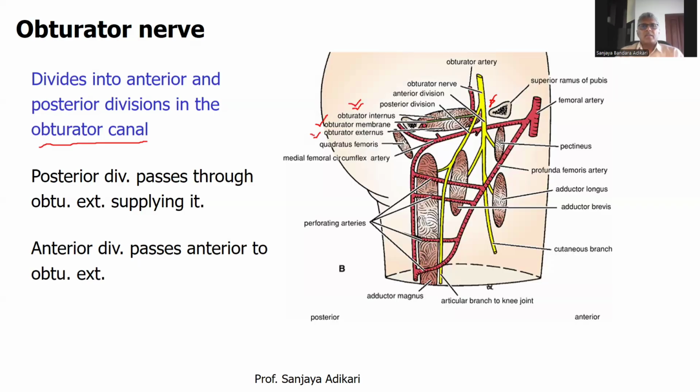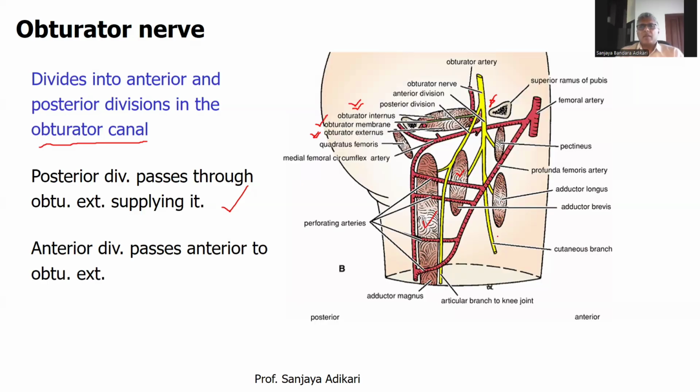Obturator externus here, it is supplied by the posterior division. Okay, it is supplied by the posterior division of the obturator nerve. Okay, so the posterior division, after supplying the obturator externus, enters the adductor compartment, passes deep to the adductor brevis muscle here, and it supplies the adductor magnus, the adductor component of the adductor magnus muscle here.